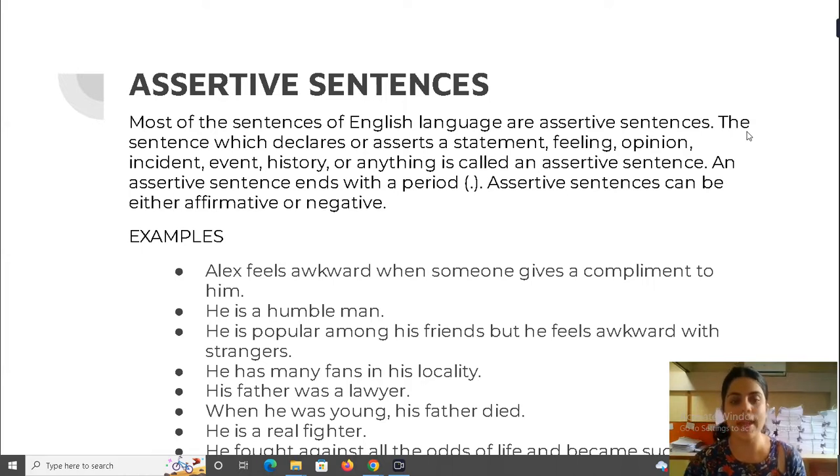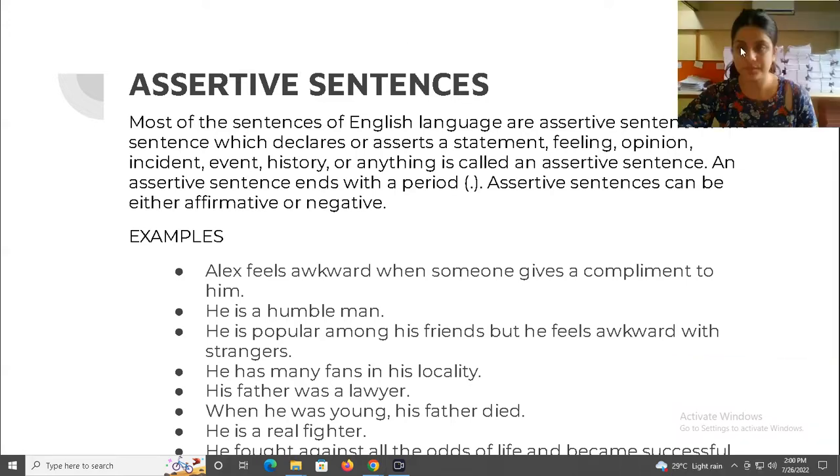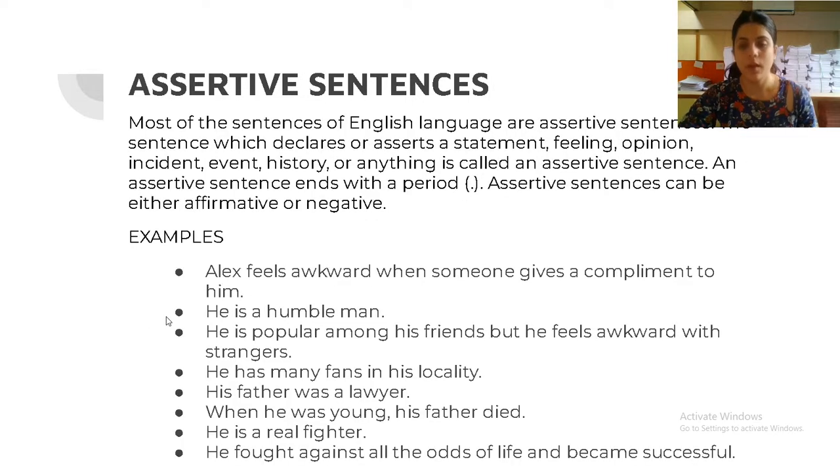So for example, Alex feels awkward when someone gives a compliment to him. He is a humble man. He is popular among his friends, but he feels awkward with strangers. He has many fans in his locality. His father was a lawyer. When he was young, his father died. He is a real fighter. He fought against all the odds of life and became successful.